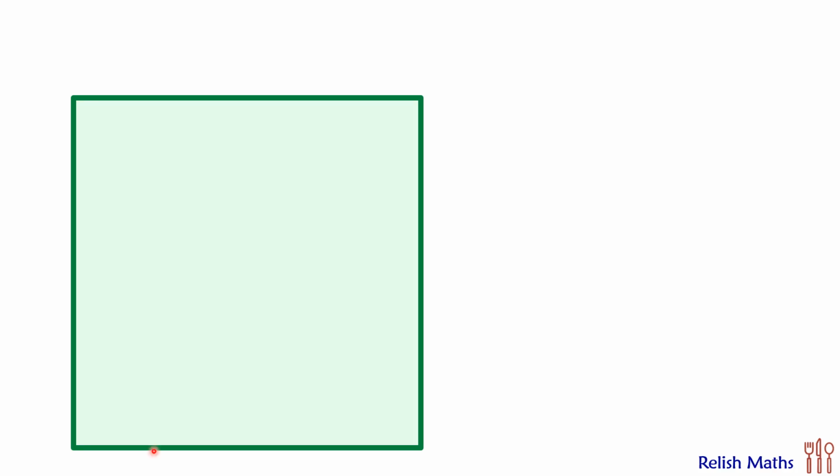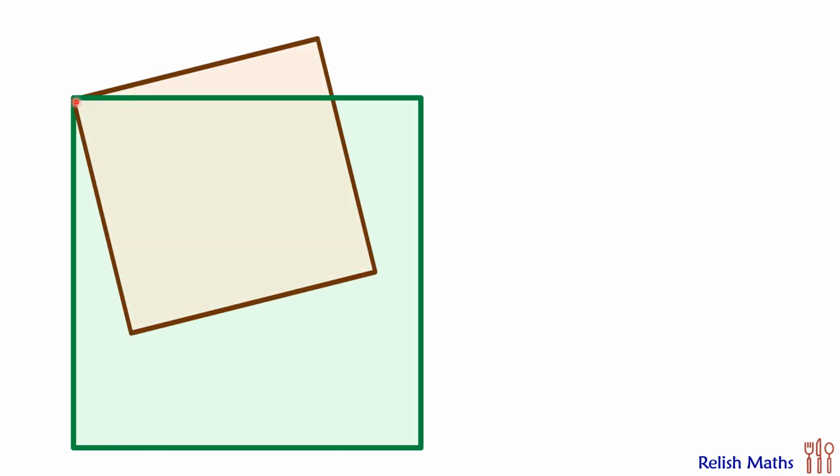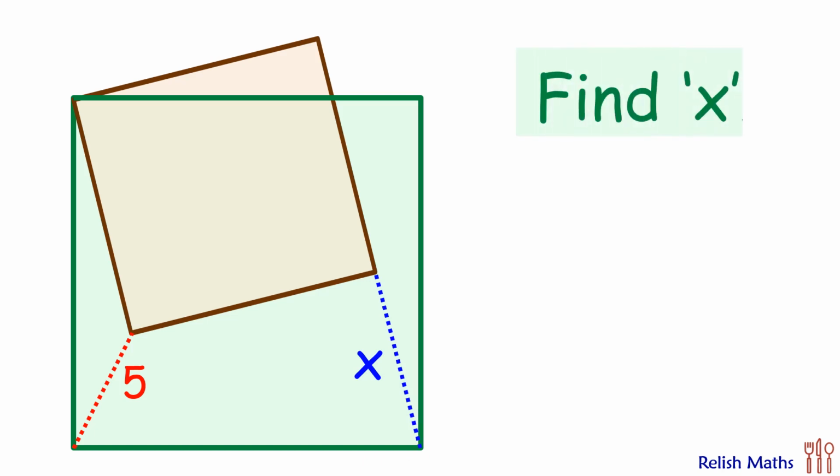Given to us is a square, and sharing one common vertex we have a second square. The distance between these two vertices is given as 5 centimeters. Using only this data we have to find the distance between the other two vertices, or we have to find the value of x. We'll solve the question by two approaches.